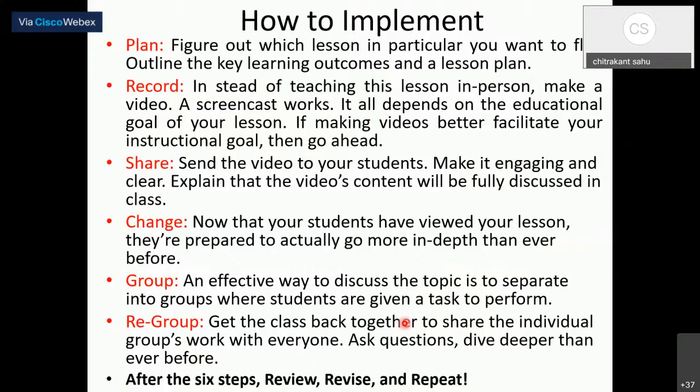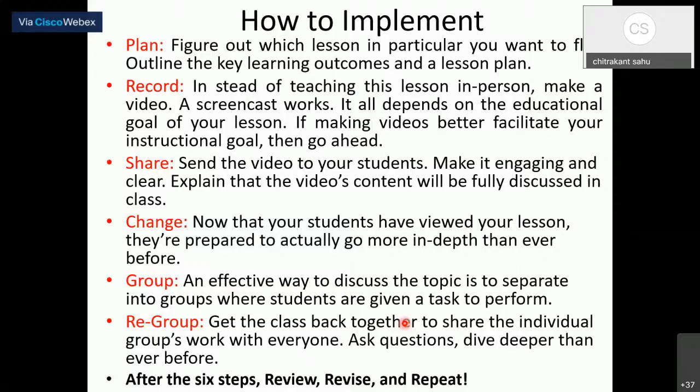These are some methods that we need to plan. After planning, we need to decide what things to put on the website and what not to, what to plan, when to hold class, what the duration of the class should be, and how it is different from the online material available. Then record: instead of teaching the lesson in person, make a video. Screencast the work. All those things are important.